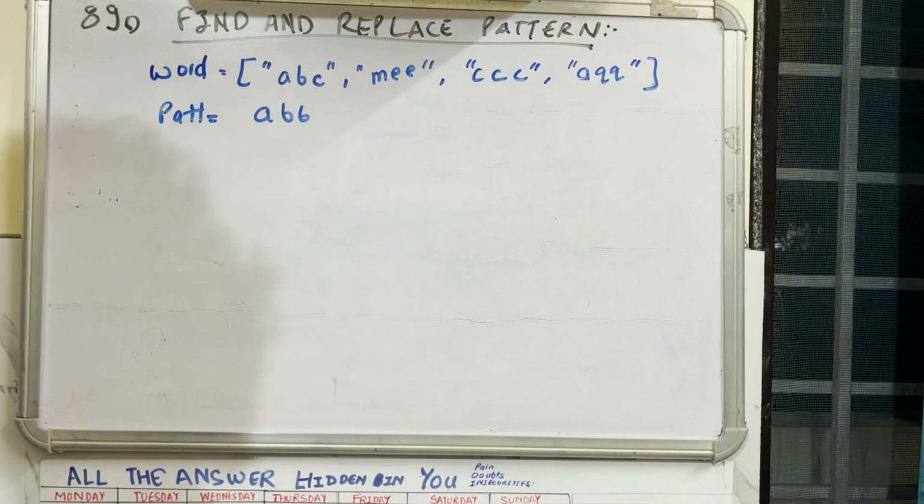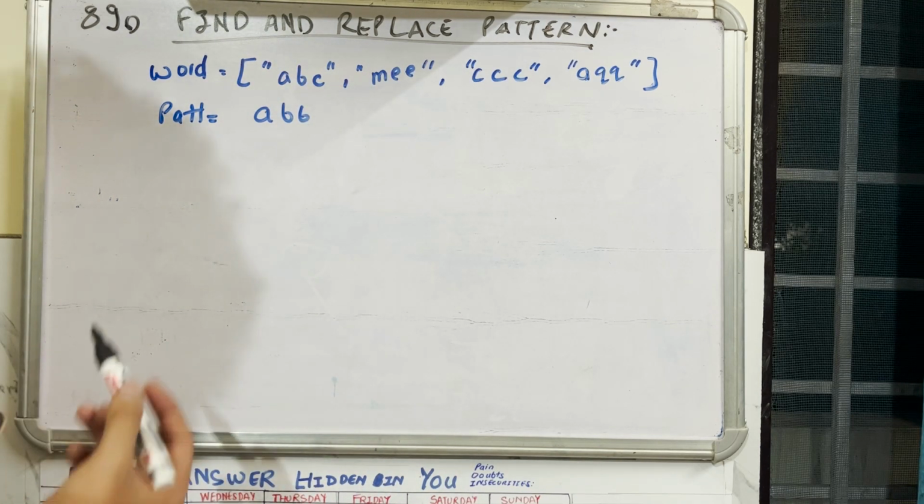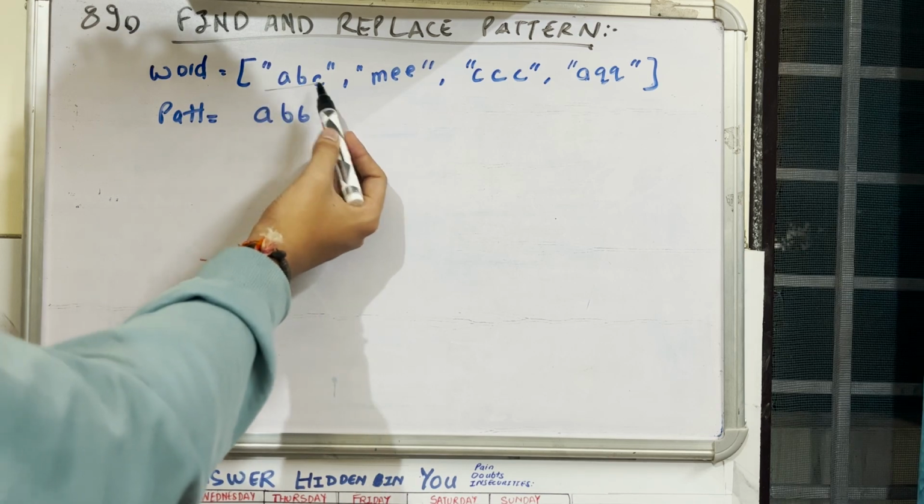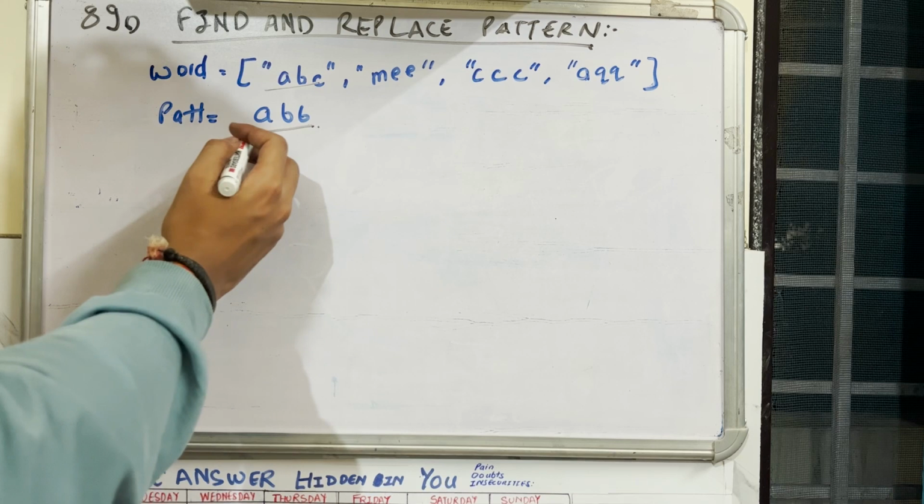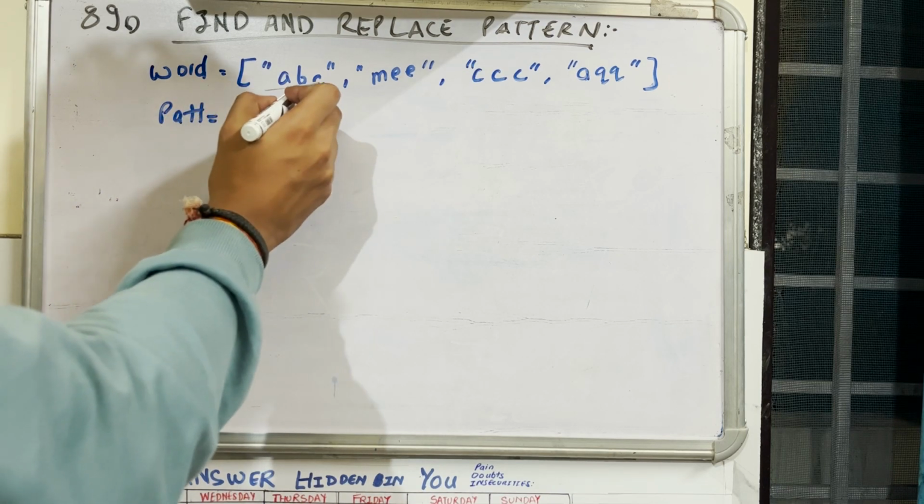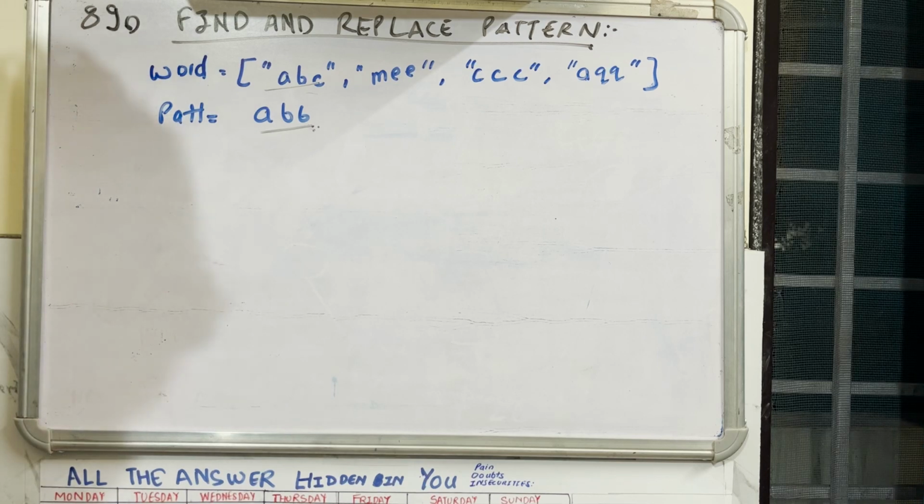So hello guys, we are going to discuss question number 890, which is Find and Replace Pattern. Basically in this question, we are given a list of words like this and we have a pattern. Then we have to return the list of the words which match this pattern. If you don't understand this question, let me explain.